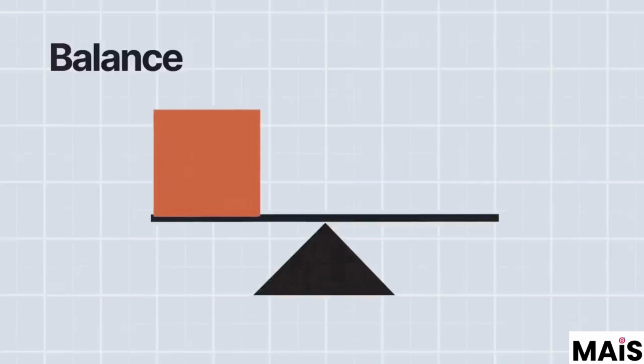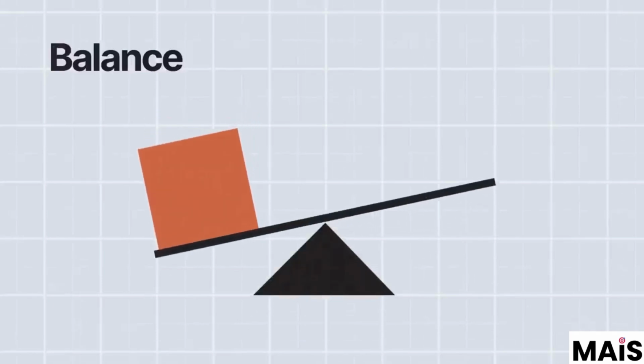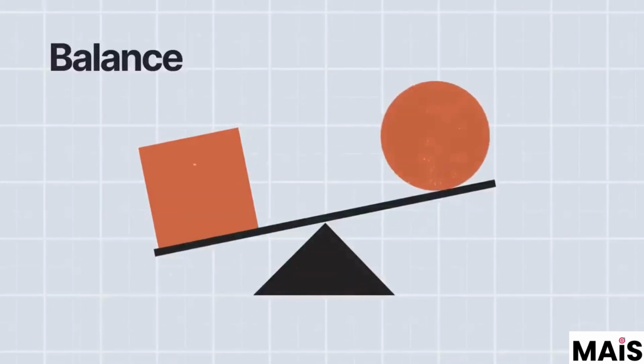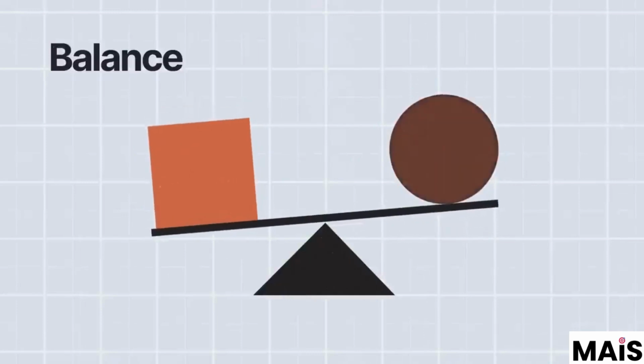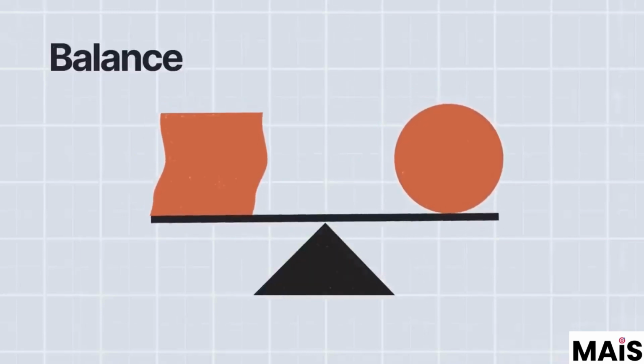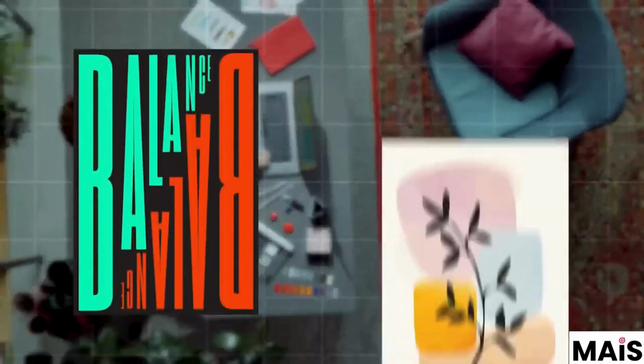So let's get started with the first principle, balance. Any element placed on a page carries a visual weight. It can range from form to size, color, and texture. In order to make a design feel stable or have balance, the elements need to have a certain scale.